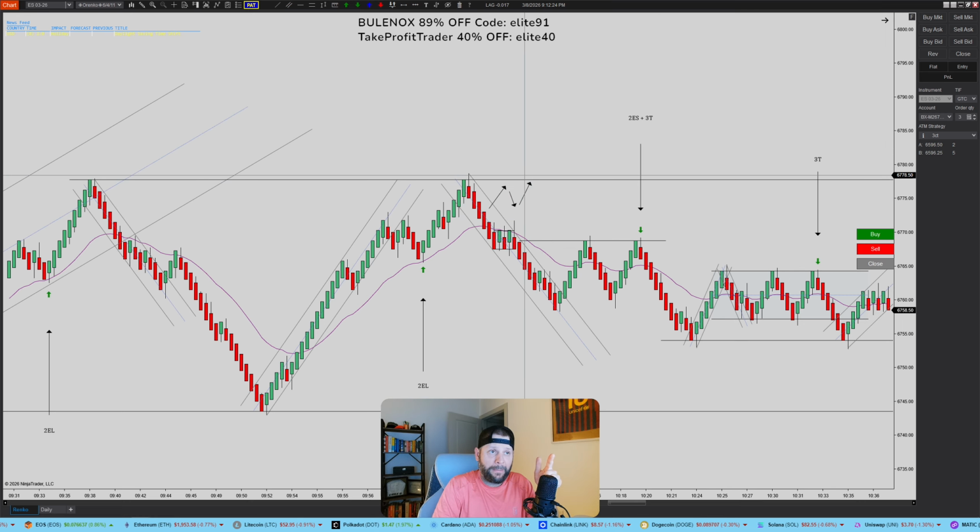If there's a second entry short setting up right here in this area, going down, be aware that there's some support here. You might want to be careful going short into that support. A lot of times people miss that and end up getting burned because they don't realize there's big support resistance, and there's also smaller, more recent support resistance. So be aware of that.